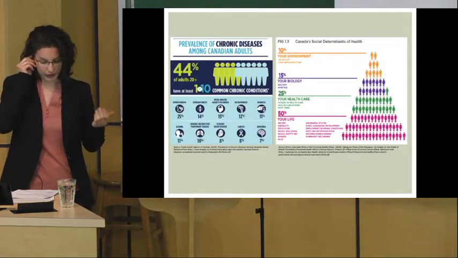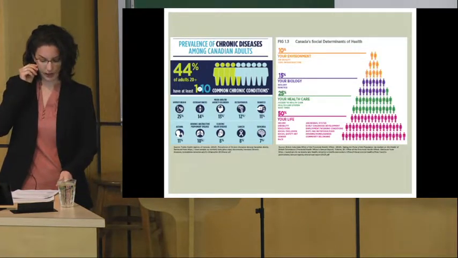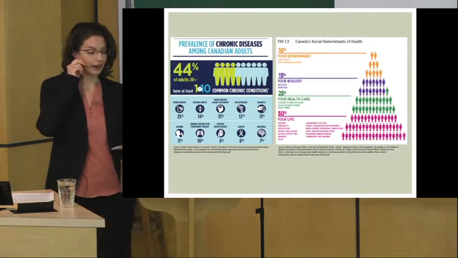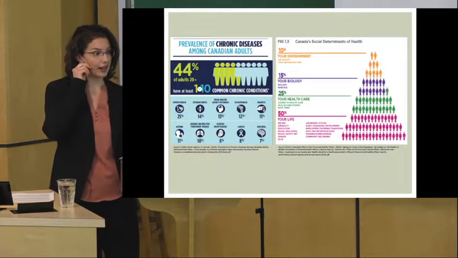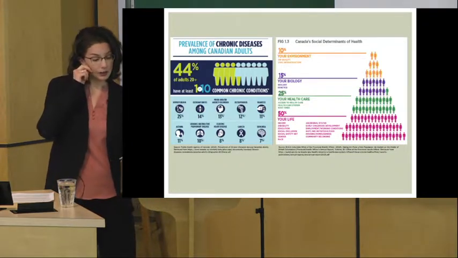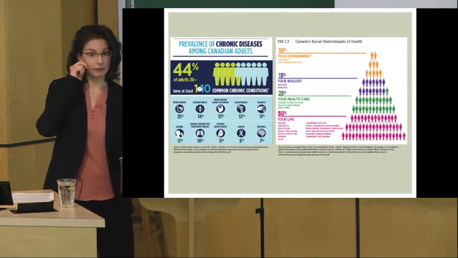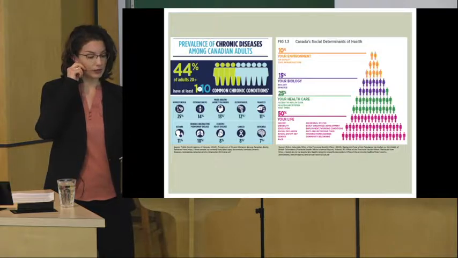And to the right, we can also see that to achieve good health, people need more than good health care. They also need adequate income, employment, education, and healthy places to live. These social determinants of health are complex influences and are some of the most important factors affecting health.